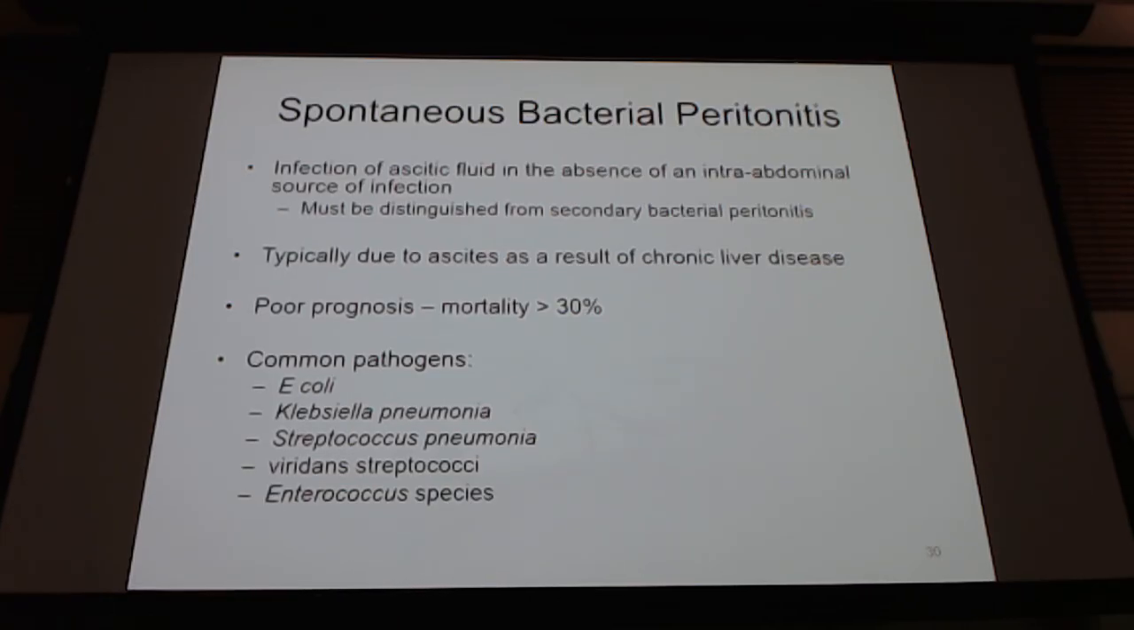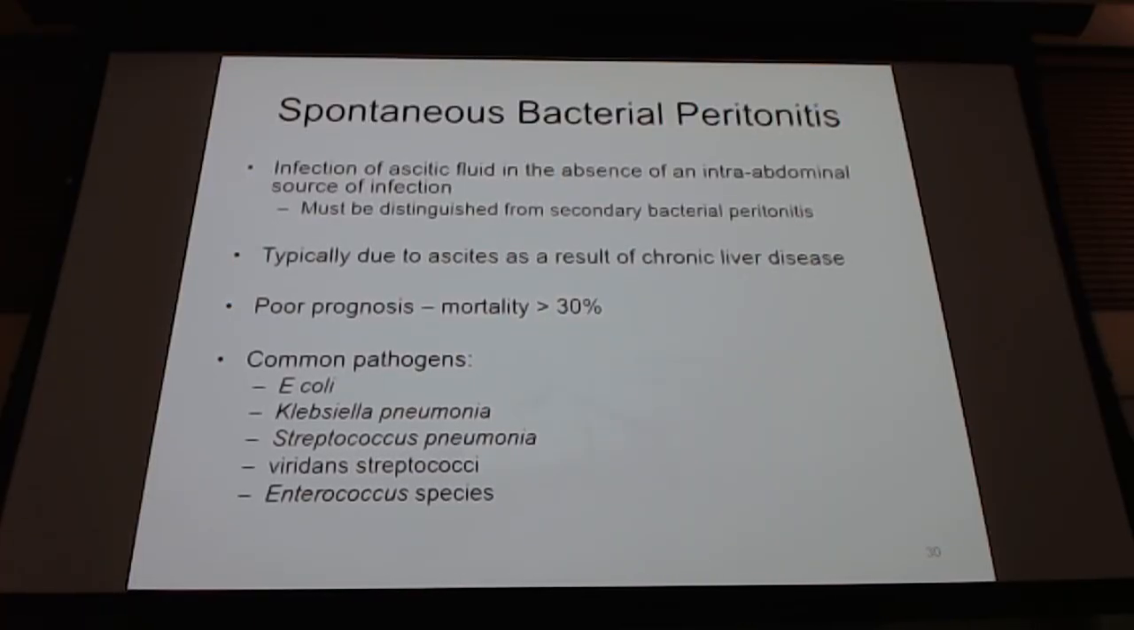There are your common pathogens. Number 1 being E. coli, which pretty much is what lives in the GI tract. But you can have Klebsiella. What patient population do we see Klebsiella in? Alcoholics. There we go. So it kind of makes sense. It kind of runs together. Then strep, viridans, and enterococcus.